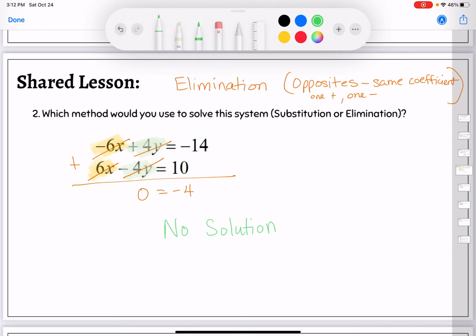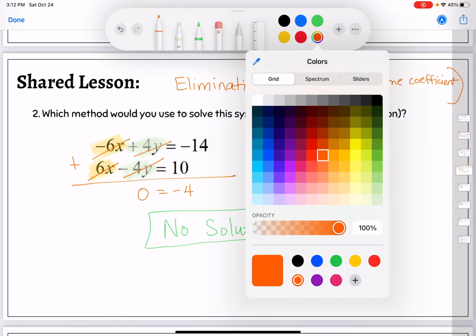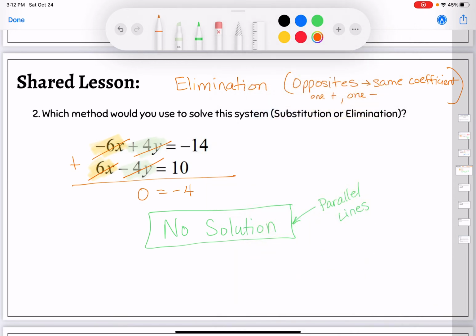All right, do you remember what the lines would look like on a graph if it was no solution? That means that they could never intersect. So parallel lines are the lines that never intersect. And so that does happen as well. Sometimes we have parallel lines, right? And so no solution is a possibility as well. But that one was clearly an elimination problem. You already had those opposites in both of your variables, actually. So this was a double whammy.